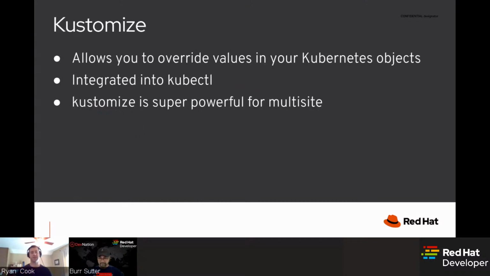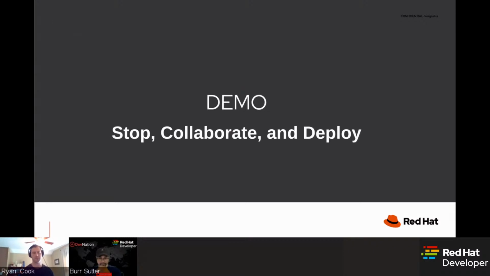So as I said in the last slide, Customize. Customize allows you to add override values in your Kubernetes objects. It's integrated directly into kubectl. So if you're running kubectl today, you can have a customized directory and then run kubectl apply -k. That -k lets it know that something in there is customized, and it'll see a kustomization YAML and deploy this special application specifically for that cluster, that namespace, etc. And like I said, Customize is powerful for multi-site.